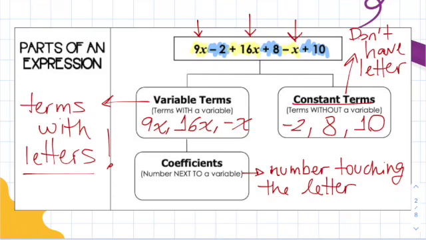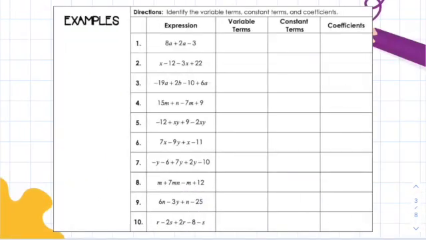So in the 9x term, my coefficient is going to be the number that is touching my letter x, which in this case is 9. So let's go ahead and write down 9. In my second variable term, the number touching the x is 16. And in my third variable term, the number touching the x, there is no number, right? There's only a negative sign there. But then you guys have to remember that if I don't have a number, there is actually an invisible 1 in front of the x. So let's go ahead and write that down. There's an invisible 1. So my coefficient is not going to be 1. It's going to be negative 1, because that's the number that is touching my letter. Now let's go ahead and do a few more practice exercises.